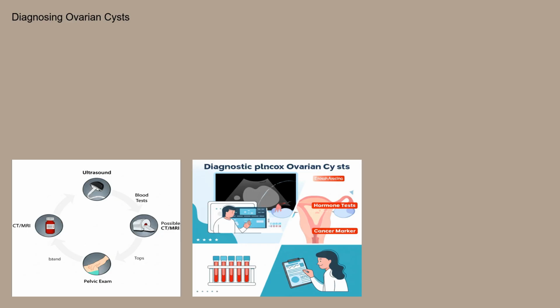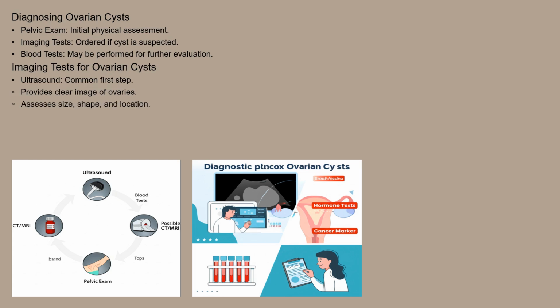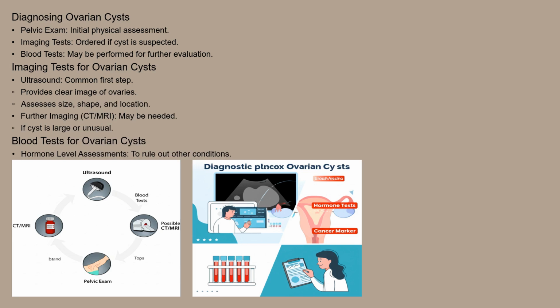Diagnosing ovarian cysts typically involves a pelvic exam. If a cyst is suspected, imaging tests are usually ordered. Ultrasound is a common first step, providing a clear image of the ovaries and allowing doctors to assess the size, shape, and location of the cyst. In some cases, further imaging, like a CT scan or MRI, may be needed, particularly if the cyst is large or has unusual characteristics. Blood tests, including hormone level assessments and cancer marker tests, might be performed to rule out other conditions or assess the risk of malignancy.